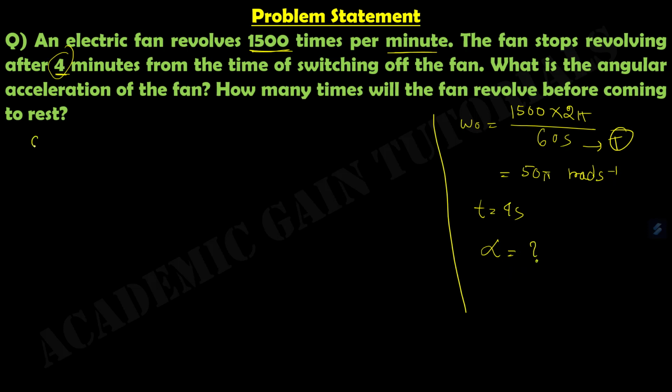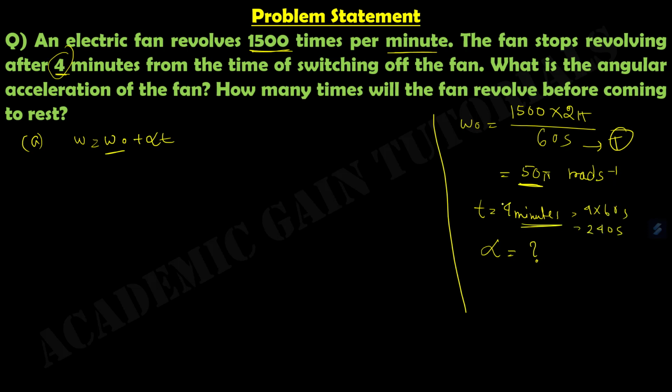So for our first question, we know the formula we discussed, which is omega equals omega naught plus alpha t. Here omega naught, the initial angular velocity, is 50 pi, and after 4 minutes, this is not 4 seconds, this is 4 minutes. After 4 minutes, or you can say 4 into 60 seconds, or 240 seconds.